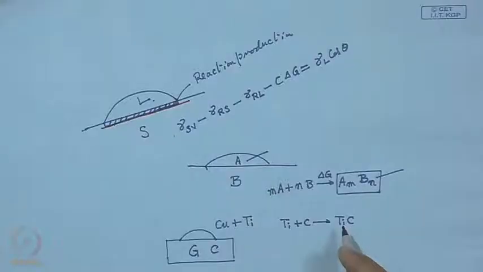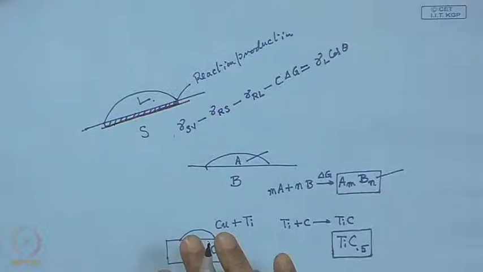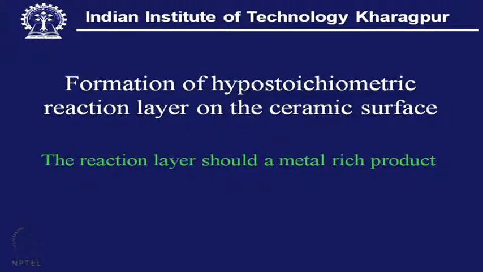However, if we can have a hypostoichiometric reaction product, that means, for example, TiC0.5, where the atomic ratio is 2:1, in that case this carbide is rich in titanium and it can show some metallic character, and this can be wetted by this copper. So, this is exactly what we mean by hypostoichiometric reaction layer formation at the surface, and this is the sufficient condition to promote wetting.